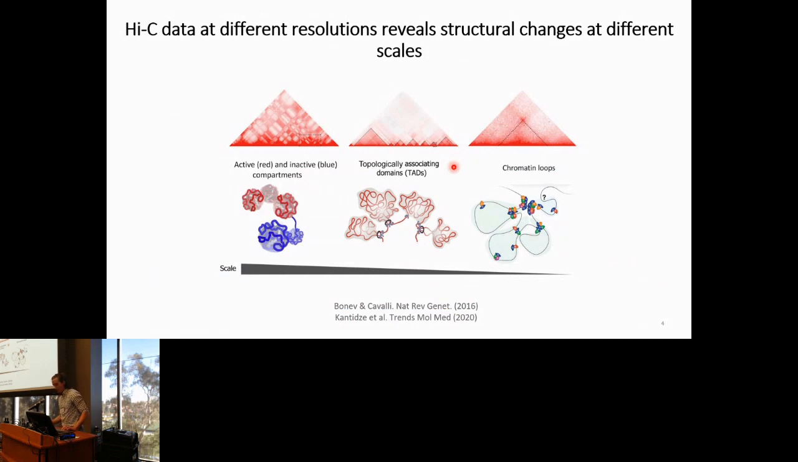So topologically associating domains, which are regions of DNA that like to interact within themselves, but not apart from themselves. And then if we zoom in even further, we can start to see things like the chromatin loops, which enable interactions like those with regulatory elements with their gene targets, like I mentioned before. In order to see this level of structure, though, we need very high resolution data, and this is relatively expensive to generate.